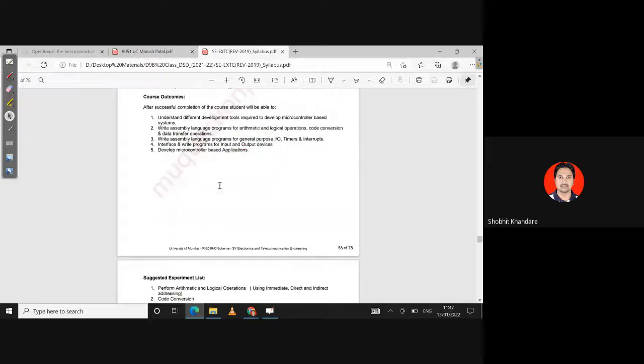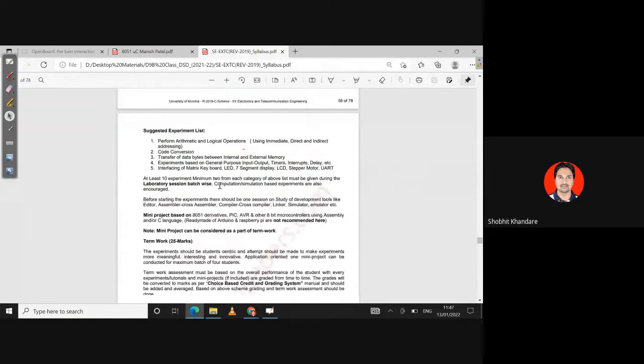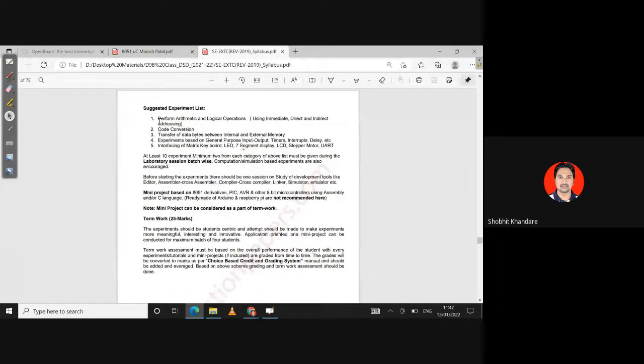Now we will directly go to the suggested experiments. Perform arithmetic and logical operations using immediate, direct and indirect addressing. When we study addressing modes, we will also understand arithmetic and logical operations. Code conversion, we have also seen: gray to binary, binary to gray, to XS3. So code conversion experiments can also be written.